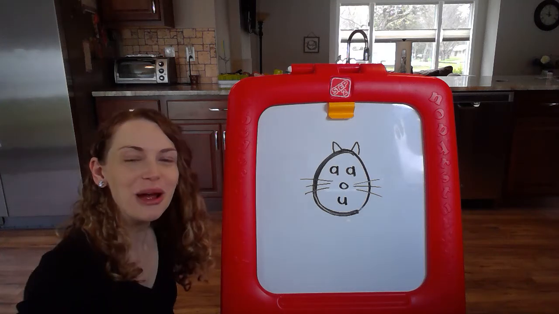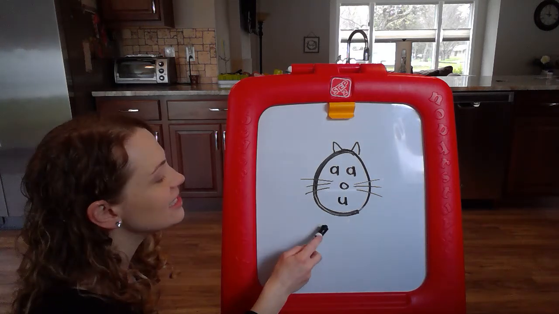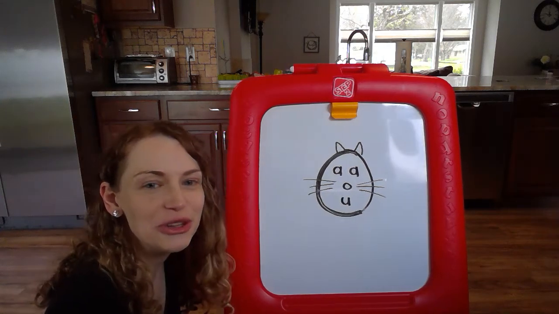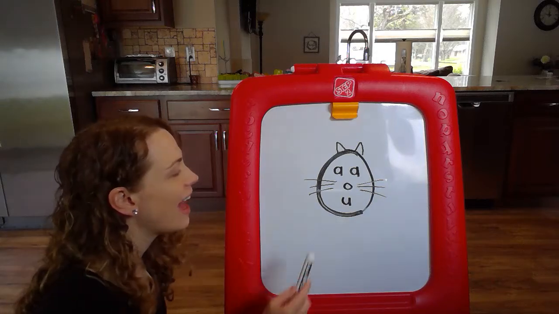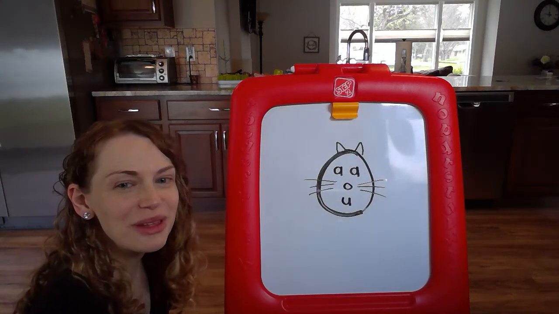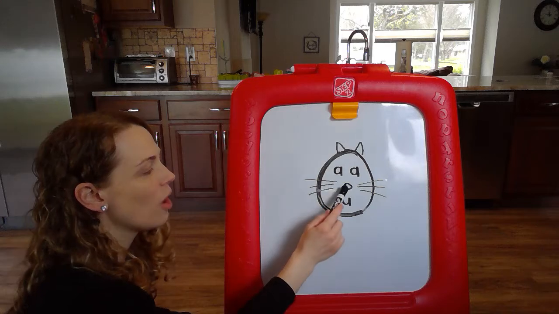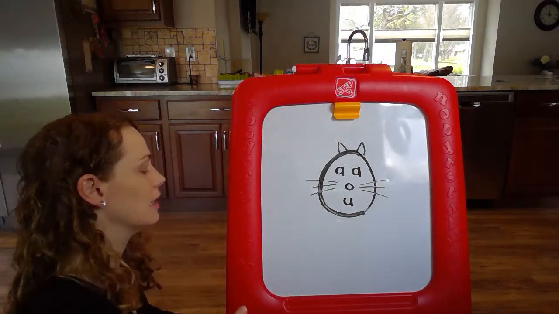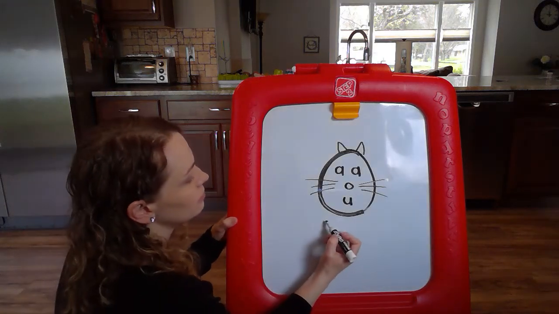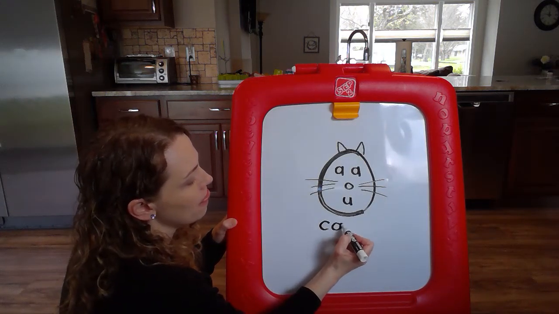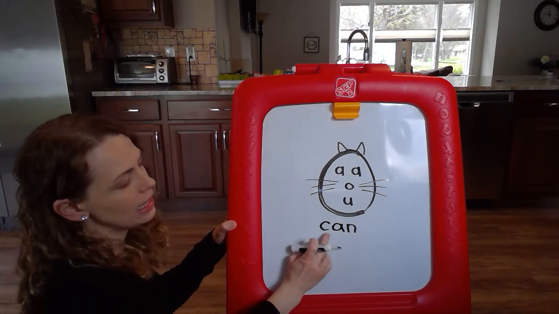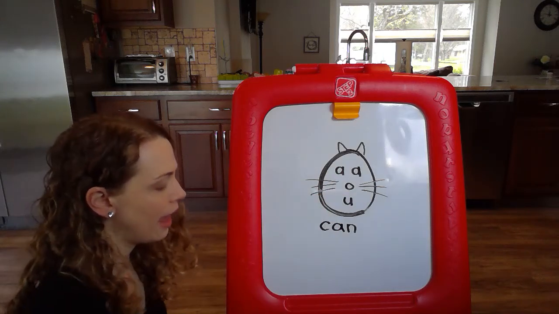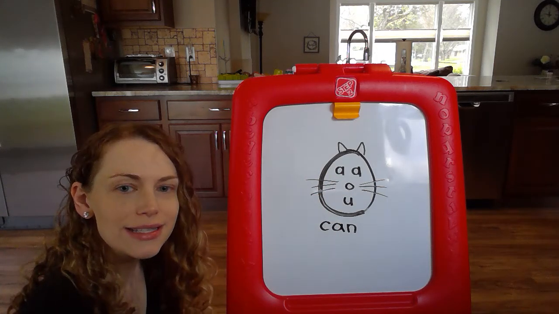So what do you notice about your picture? C goes with A, O, and U. C has A-O-U. Say it with me. C has A-O-U. So when we're writing words like can, for example, we know that it has to start with a C because it has an A after it. And C goes with A. So can would start with a C.